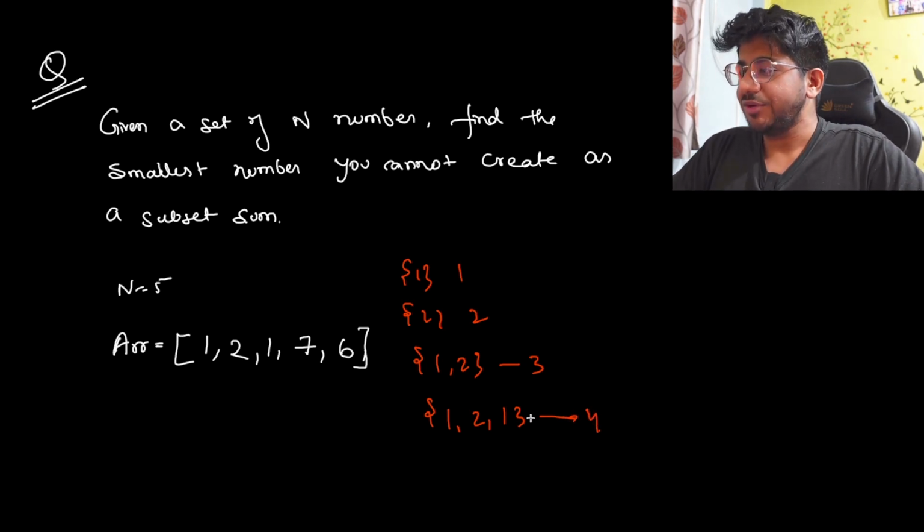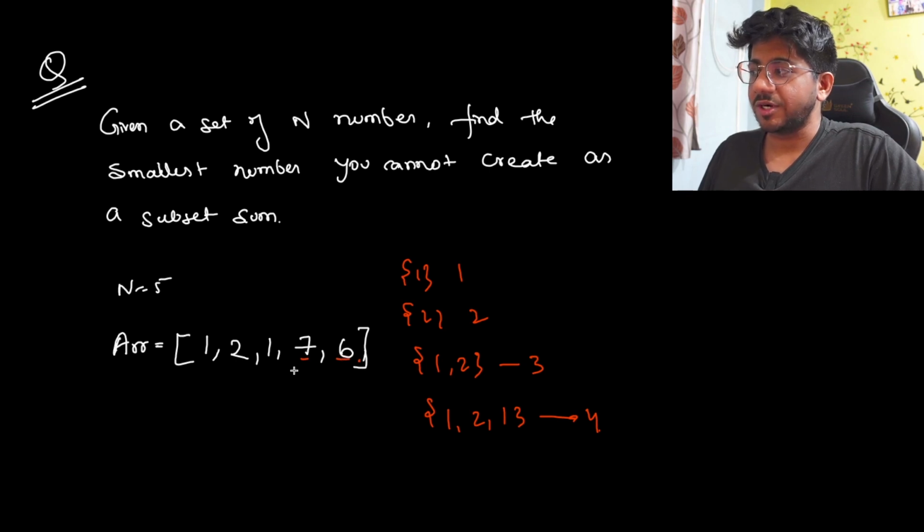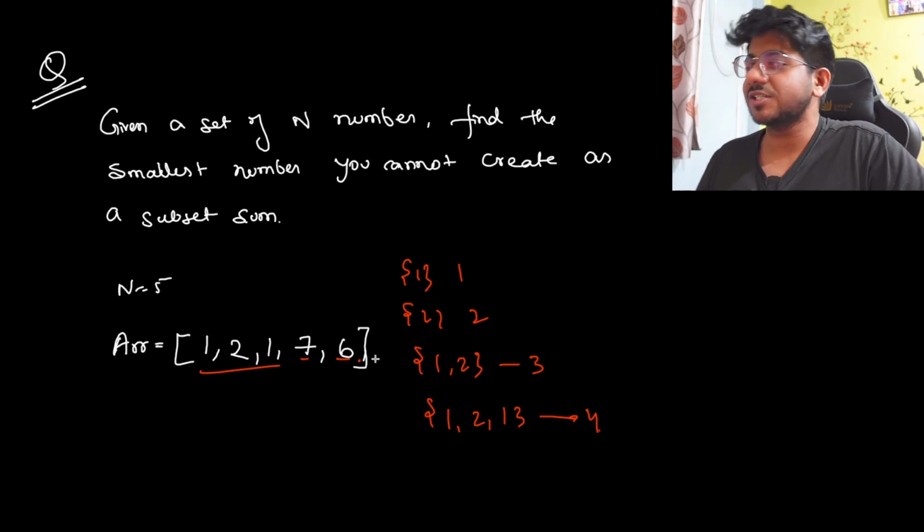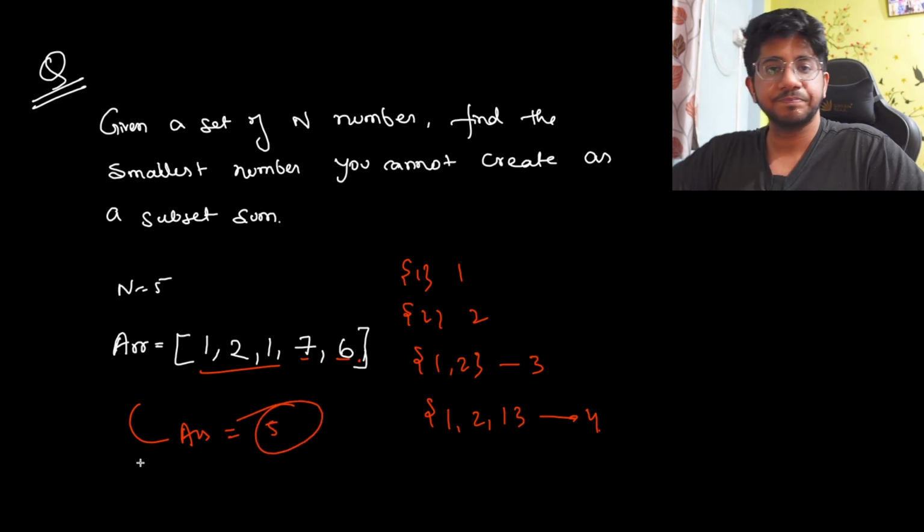But can I create 5? Obviously, things beyond this will not help me. If you take things like 1, 2, 1, you can create till 4 only. So 5 is the smallest number that we cannot create. So the answer for this will be equal to 5. This is what you are expected to find out in this problem.